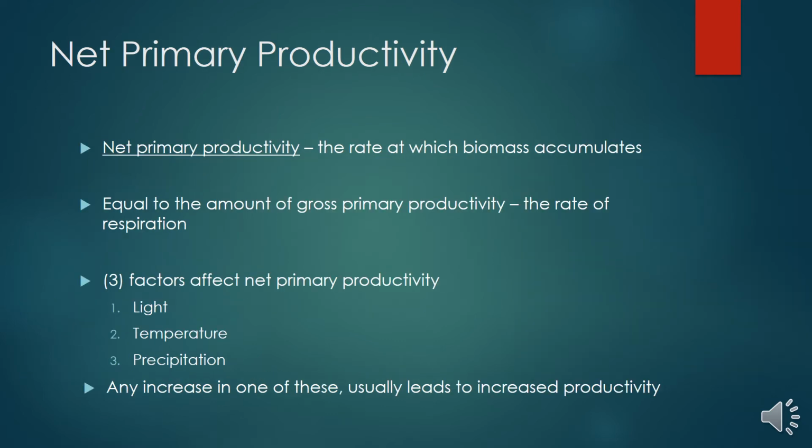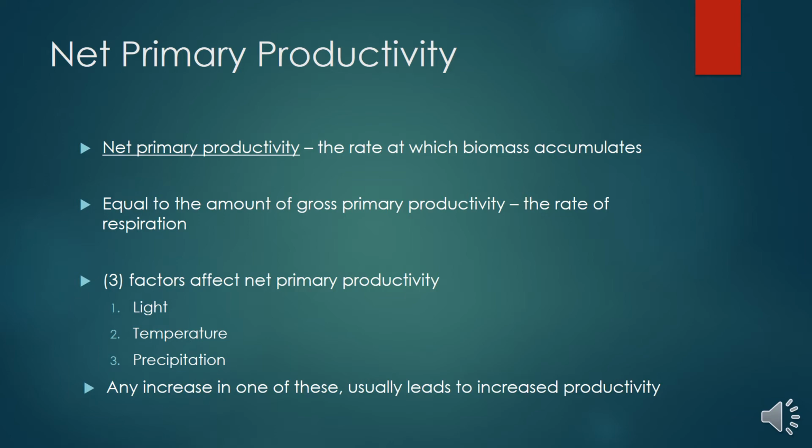Net primary productivity. This is the rate at which biomass accumulates. So this is equal to the amount that's produced minus the rate of respiration. So even plants use cellular respiration. They burn some glucose. So how much is produced versus how much is used. That's your net primary productivity.